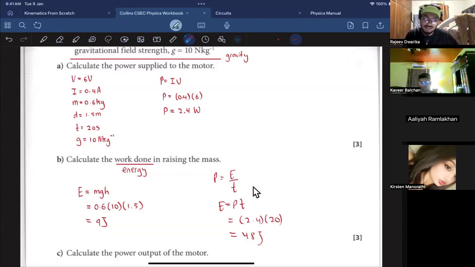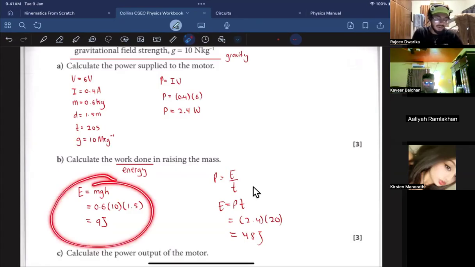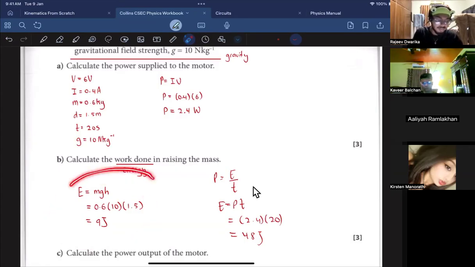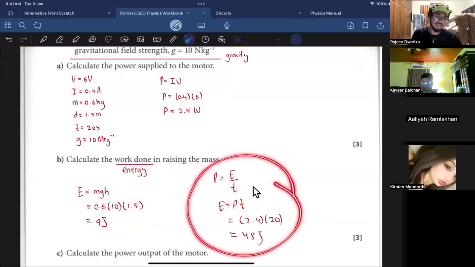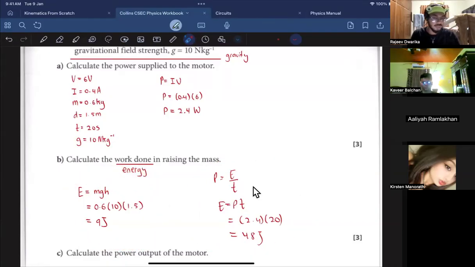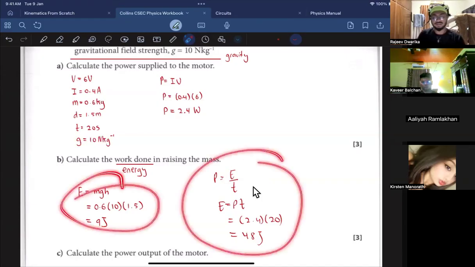So what I'm trying to say is, what we calculated here was the theoretical amount of energy it would take. What we calculated here is how much energy you would have to supply to the motor in order for it to raise the mass effectively, because it's not 100% efficient. Do you understand that? Sure. So explain it to me then. What's the difference between this one and this one?